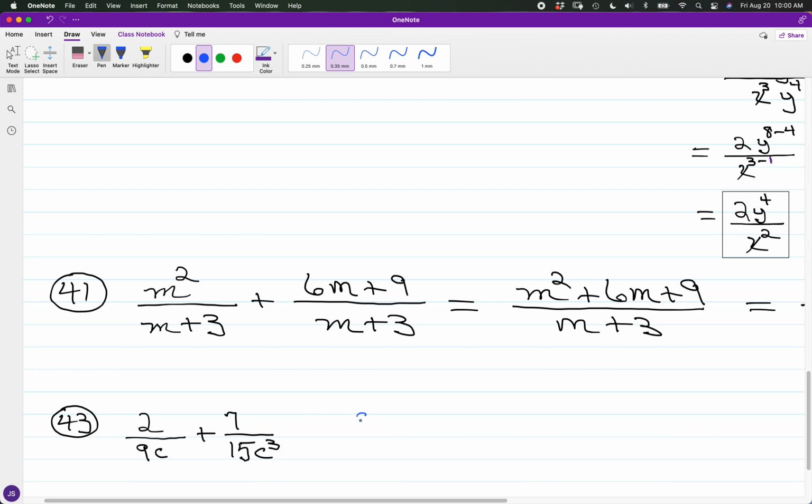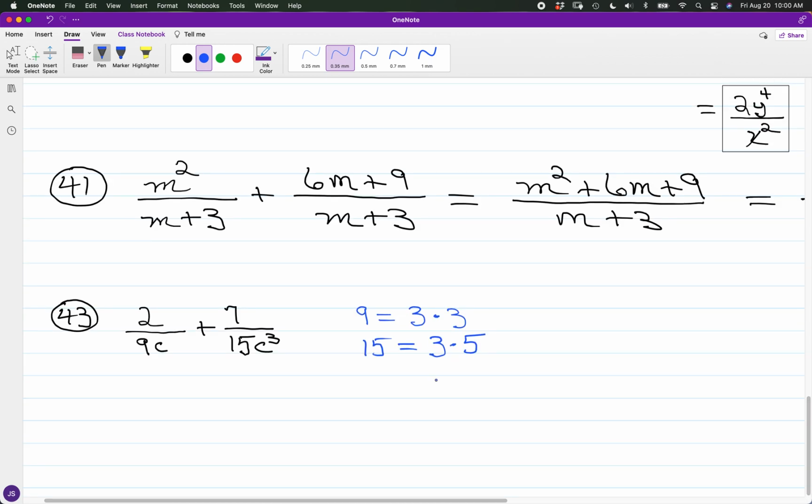And if we look at both of these denominators through prime factorization, we have the coefficient 9, whose prime factorization is going to be 3 times 3. In the case of 15, 15 will factor out to 3 times 5. So we have 3 and 5, both of which are prime factors. And for the variable factor, we have only the letter c.